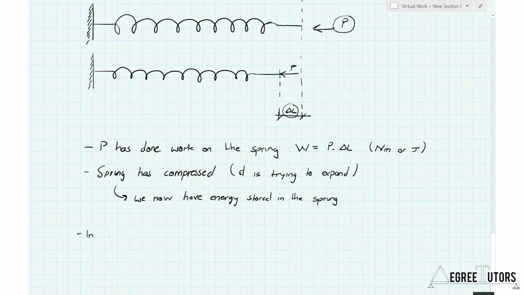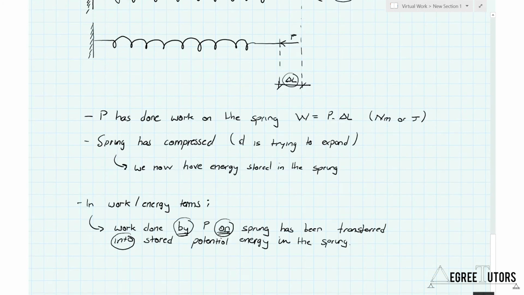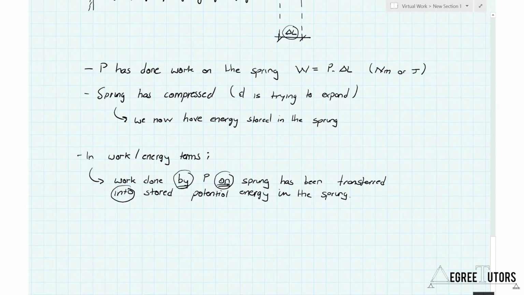So in work energy terms, okay, so that's the key message here. Work done by P on the spring has been transferred into stored potential energy in the spring. Okay, so it's all very well talking about springs. They're a nice entry point into the discussion of stored energy, but how does that relate to our steel bar or our structural member? So now we're going to circle back and think about how all of this relates to our structural element.